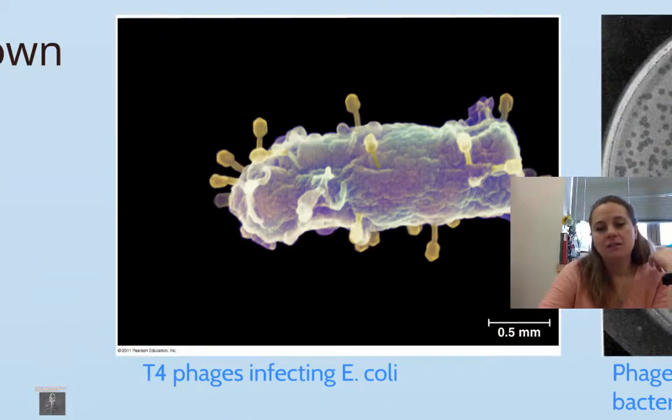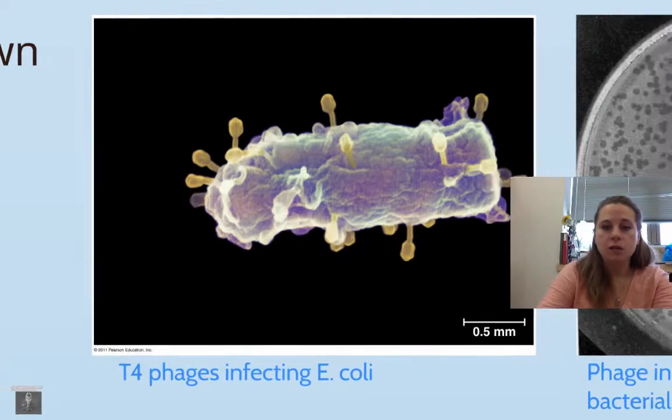So here is a T4 phage that's infecting E. coli. Notice the size. We've got 0.5 millimeters in terms of that. We're talking teeny here.